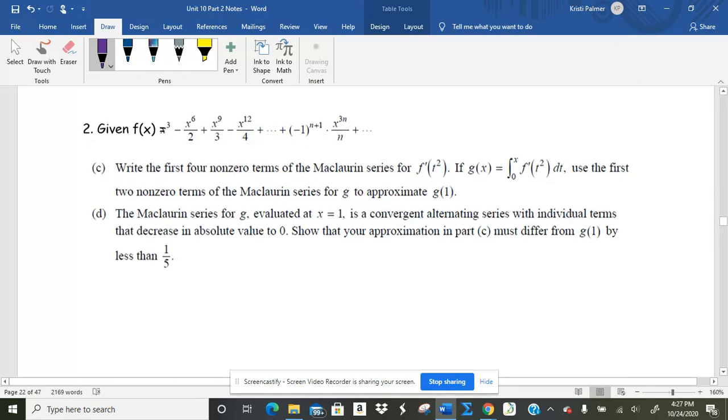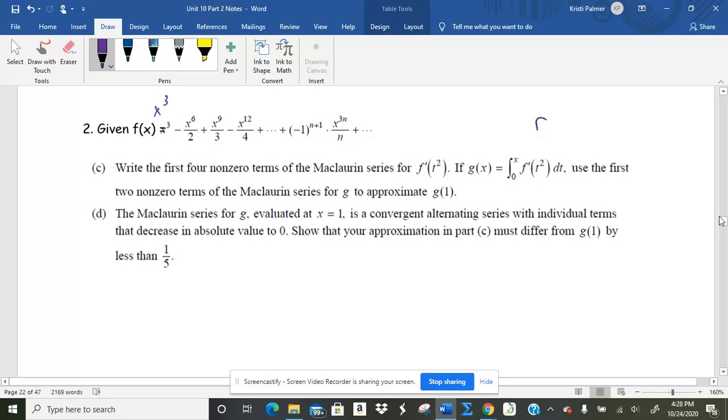Let's do a little bit harder one. This is from an AP problem as well. So here it gives me f of x. Oh, that's kind of hard to see. That's x to the 3rd. It got a little bit moved over. And then minus x to the 6th over 2 plus x to the 9th over 3, etc. It wants me to write the first 4 non-zero terms for the series for f prime of t squared.